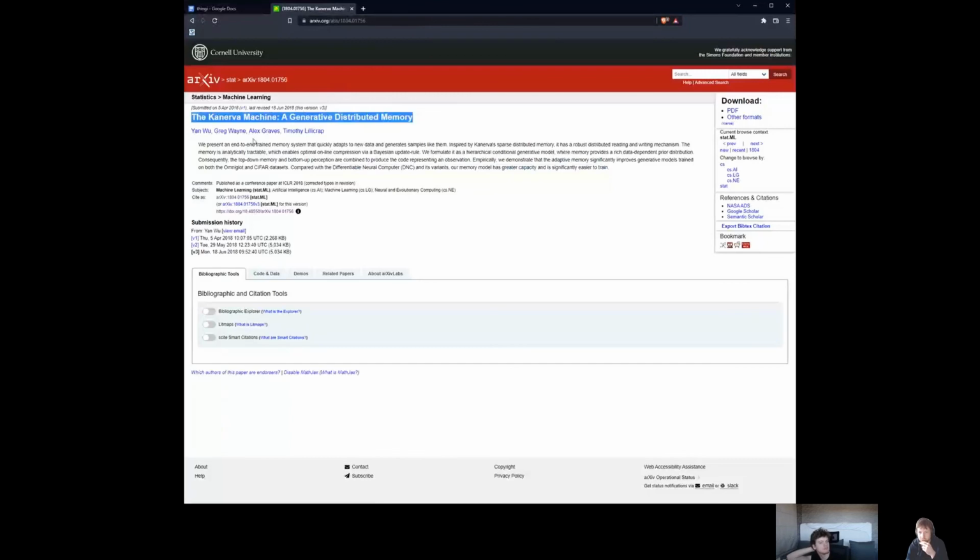We're still basically on access. An end-to-end trained memory system which quickly adapts to new data and generates samples like them. So it generates samples. So this is like a copying. What do I get out of this? I haven't read the article, so I'm just going off of this. We present an end-to-end memory system that quickly adapts to new data and generates samples like them. So it's just like a copy machine. Don't know. I haven't read anything about it.